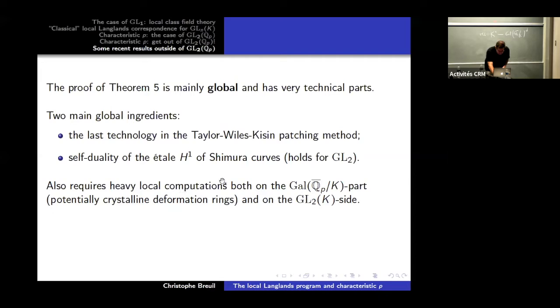You need the heavy local computations. Unfortunately, both on the Galois part, we need to compute some subtle potentially crystalline deformation rings, and on the GL2(K) side, and the computations are not the same. Yeah, and combining all this, we can prove this finite length theorem.